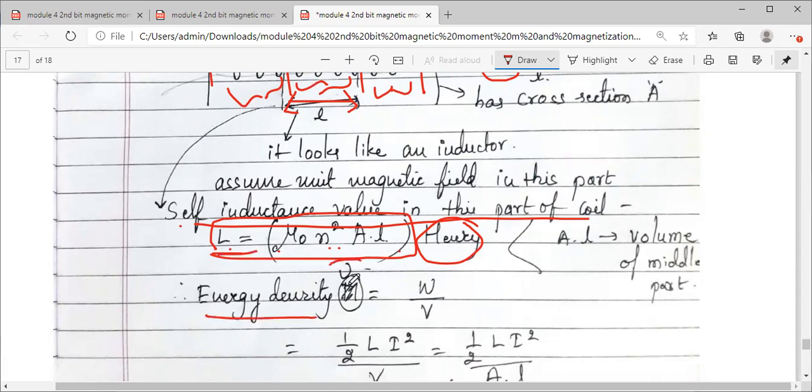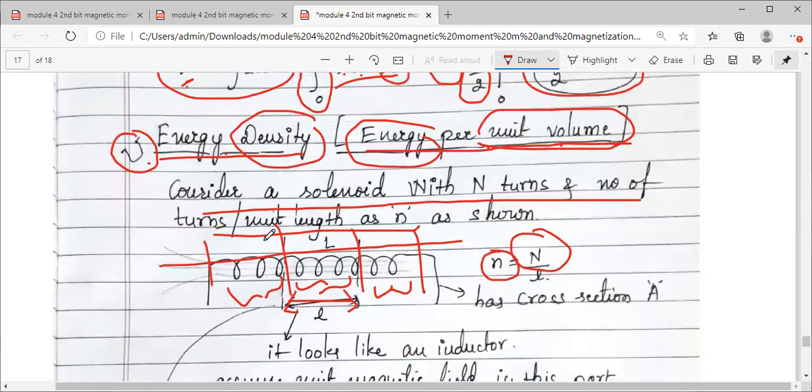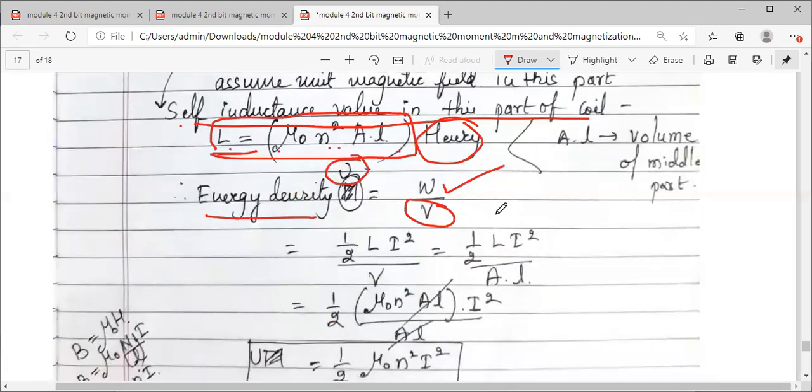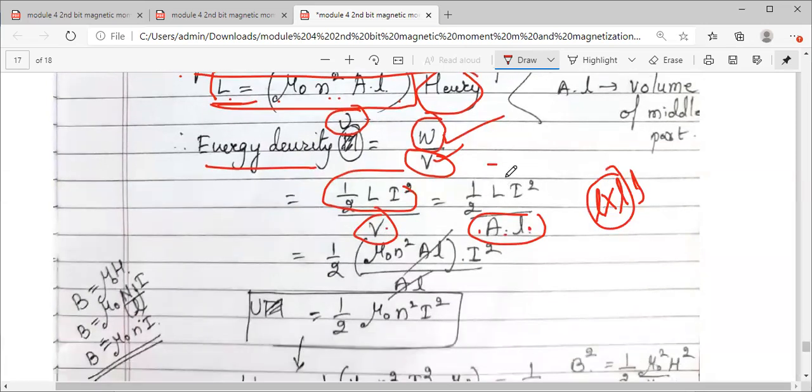What is energy density? Energy density is energy divided by volume. So work done is equal to energy, right? Work done, that's energy. We have calculated it, so that's why work done W I have taken as half L I square. V is the volume. So volume I have split as area into length. A into l is volume. Area into length is volume.